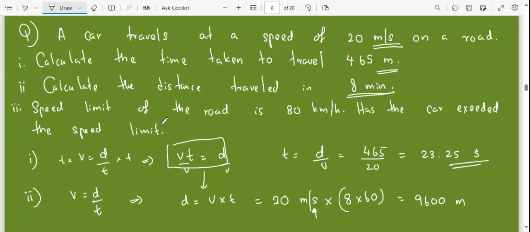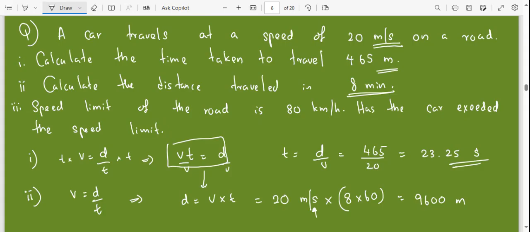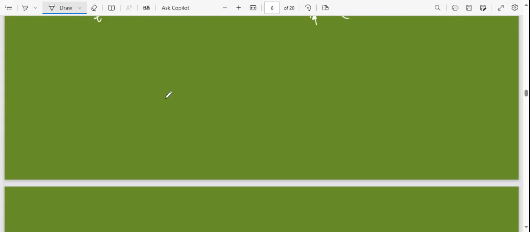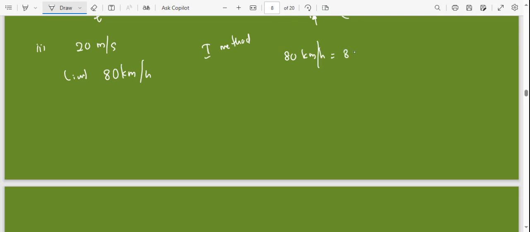Next one: the speed limit of the road is 80 kilometers per hour. Has the car exceeded the speed limit? We are given the speed as 20 meters per second. The limit is 80 kilometers per hour. Now we have to convert 80 kilometers per hour into meters per second to check whether it is exceeding or not, or we can convert meters per second into kilometers per hour. So we'll try both methods. In the exam you need only try one method.